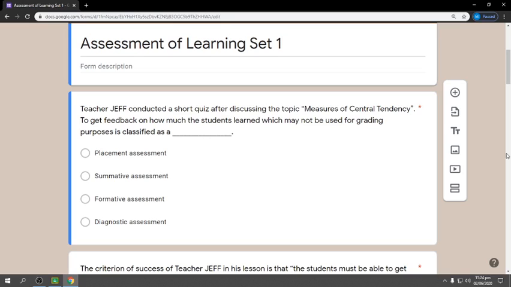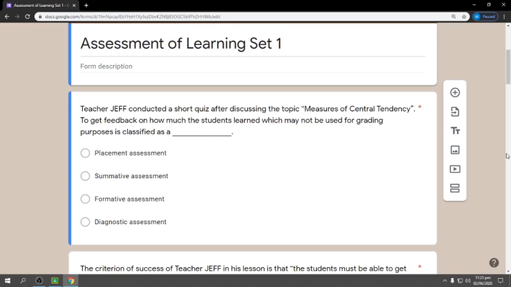You should focus more on the second sentence instead. The second sentence is: to get feedback on how much the students learned, which may not be used for grading purposes, is classified as A. Basically the first sentence has nothing to do with the second one, right? And the most important one really is the second sentence.